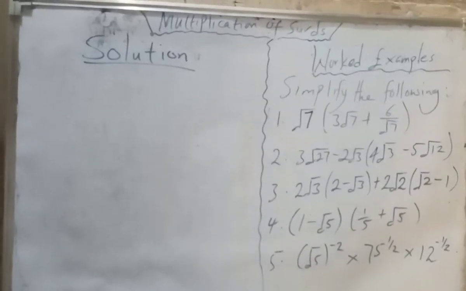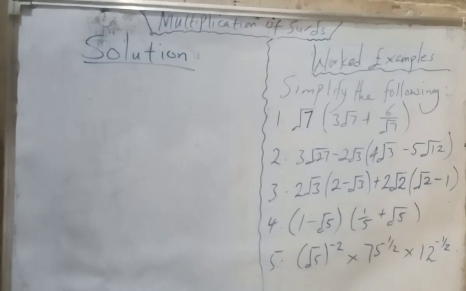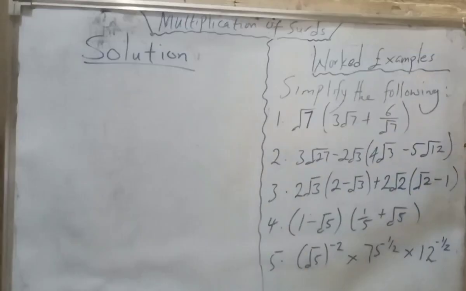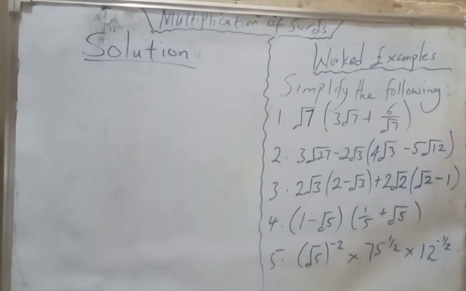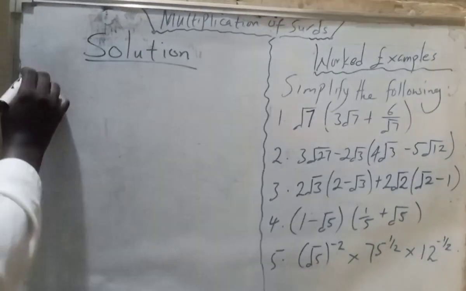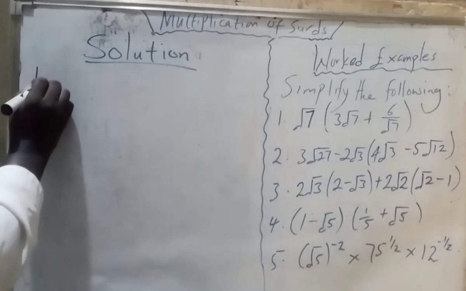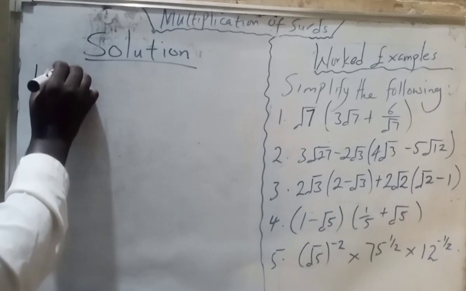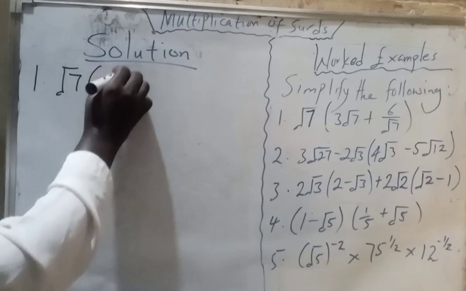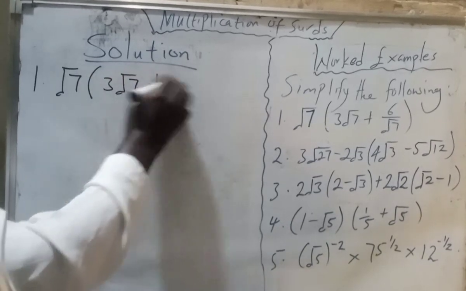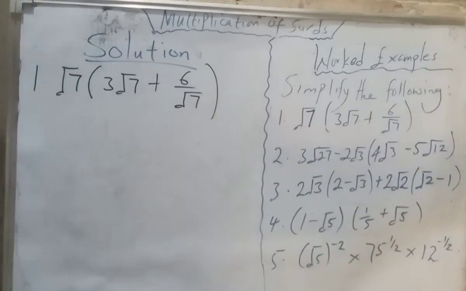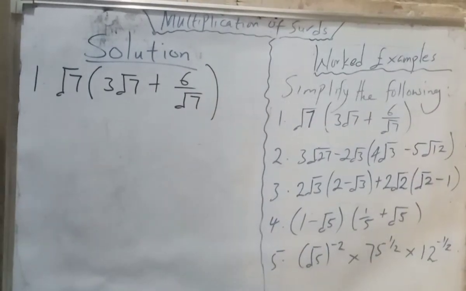So these are the examples we shall be solving under this multiplication of Surds. We have to simplify the following. So we pick them one after the other and then we do justice with each one of them. The first one, we have to simplify root 7, bracket open, 3 root 7 plus 6 over root 7. So let's see how we can simplify this.